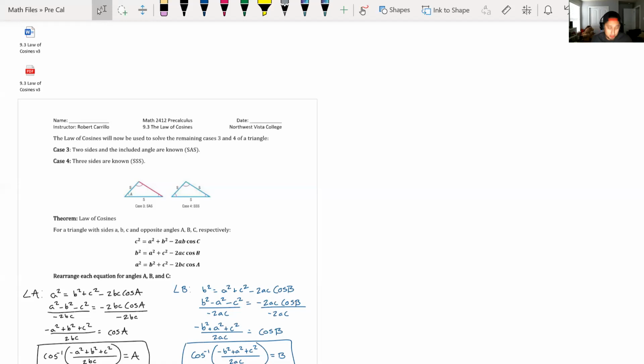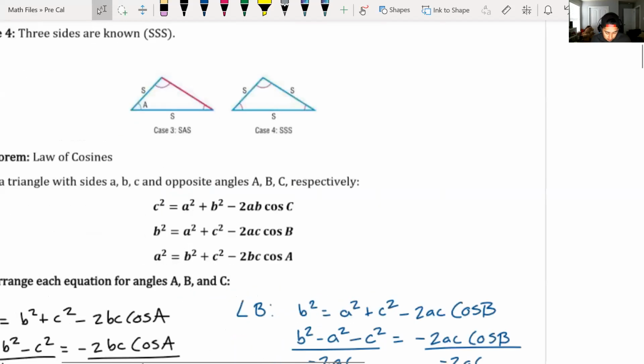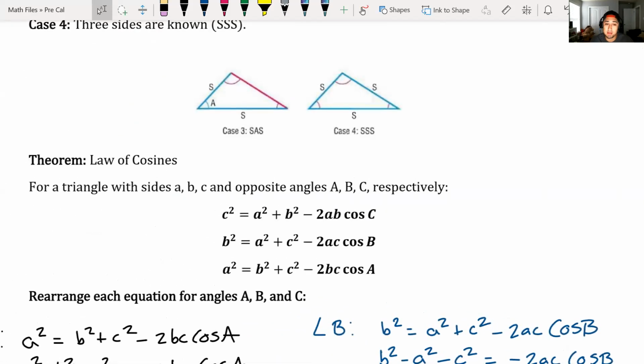So the law of cosines, which is given down below, for a triangle with sides A, B, and C and opposite angles A, B, and C, respectively, there's the formula to solve for side C, there's the formula to solve for side B, and there's the formula to solve for side A. These are the formulas we will use to solve for sides A, B, and C.